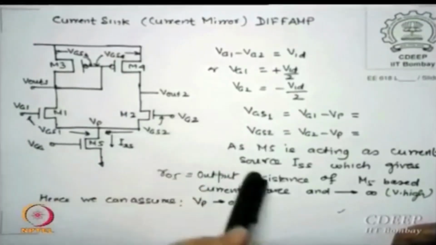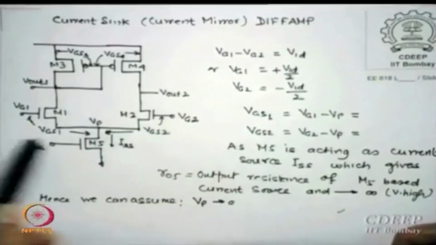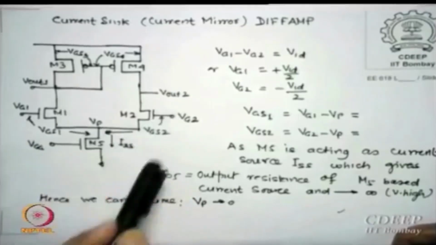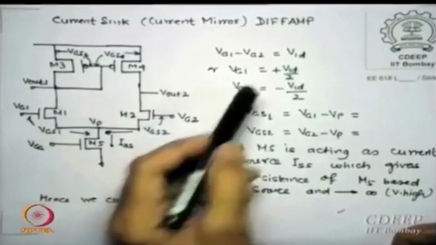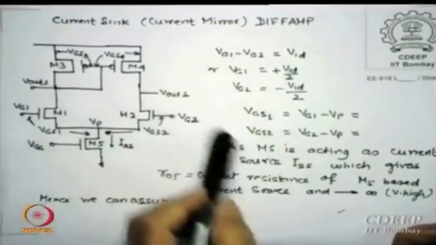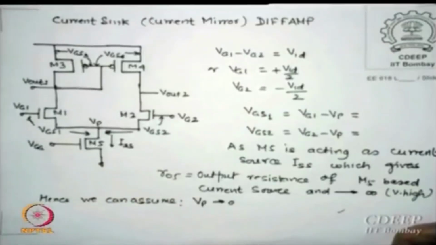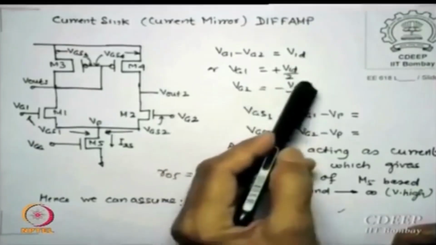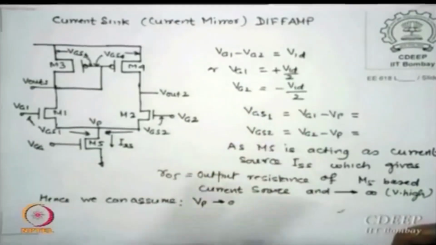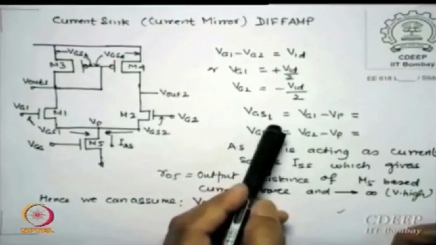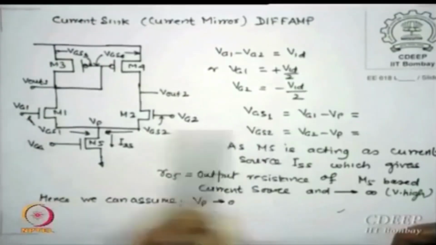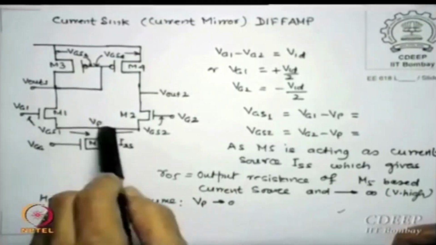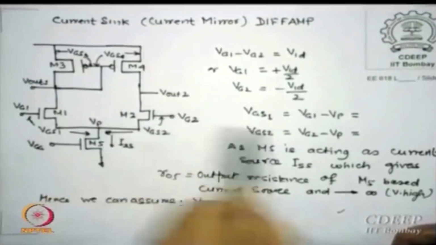VG1 and VG2 are the input signals. Then this is VGS1, this is VGS2, or to say VG1 minus VG2 is the difference signal VID. VG1 is therefore VID by 2, VG2 is minus VID by 2, as we did earlier. Then VGS1 is essentially VG minus VP, VG minus VP.